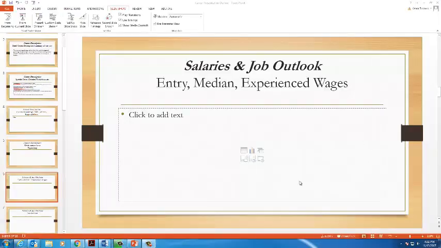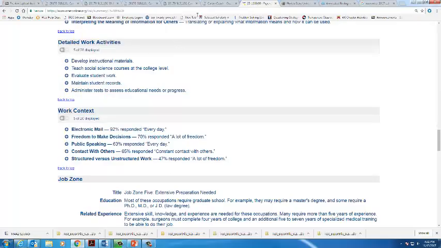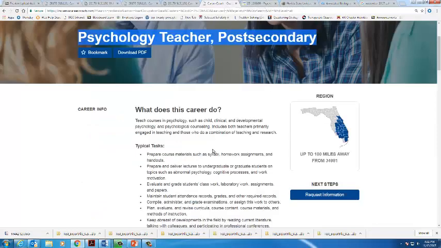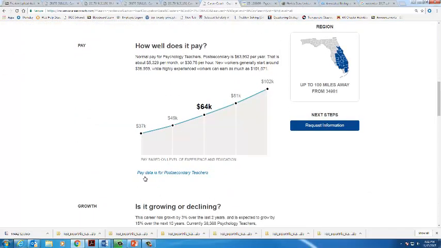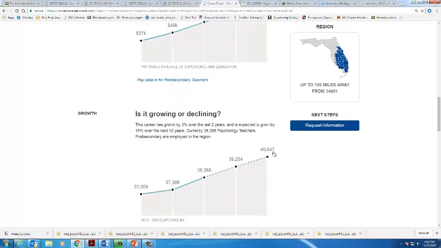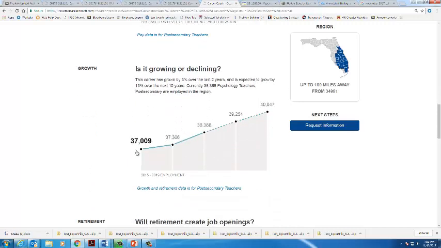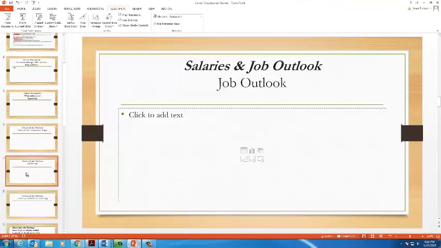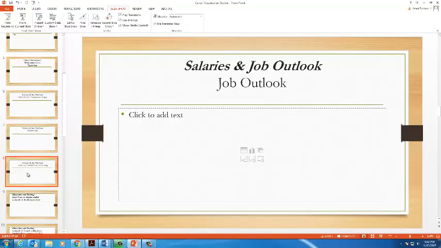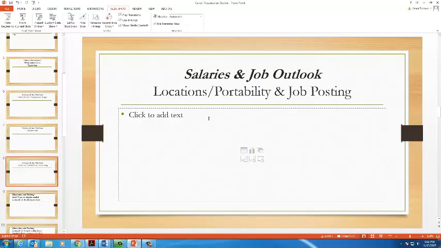Your entry, median, and experienced wages. This information is very easily taken from ONET or from Career Coach. I don't think you have to reinvent the wheel there, but make sure that you are including both the entry, the median, and the experienced wages. Also, your job outlook is going to also be easily accessed, and you'll need that for those next sections, your job outlook.